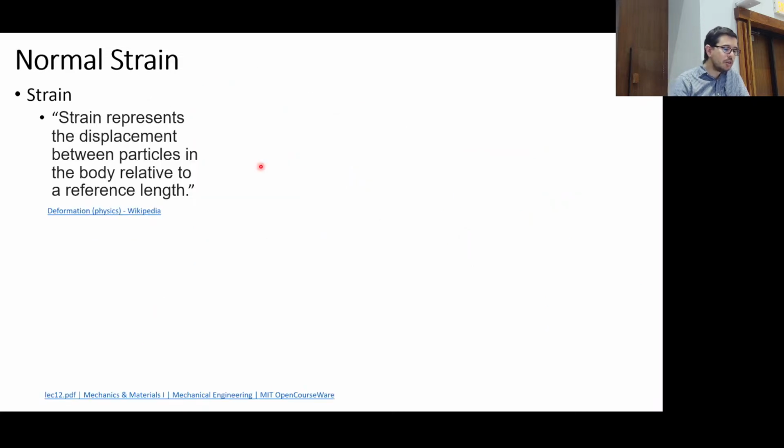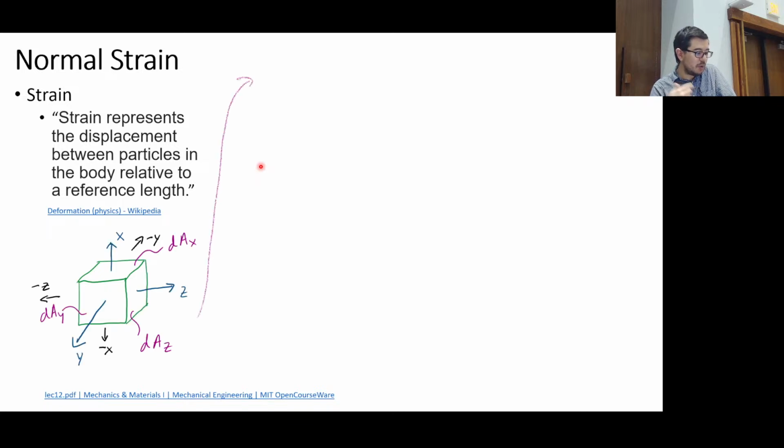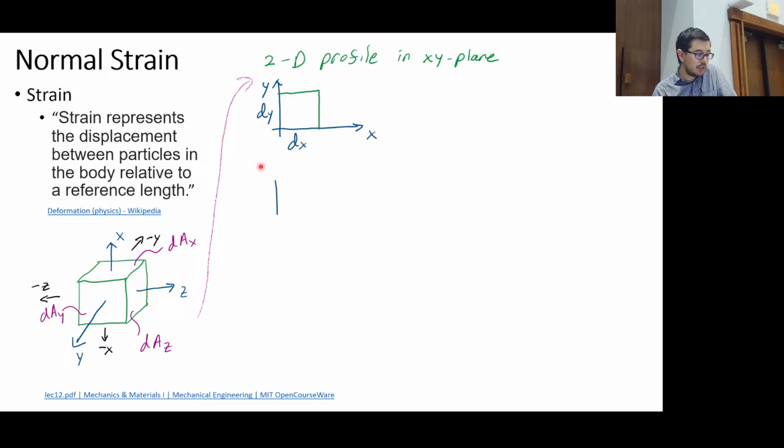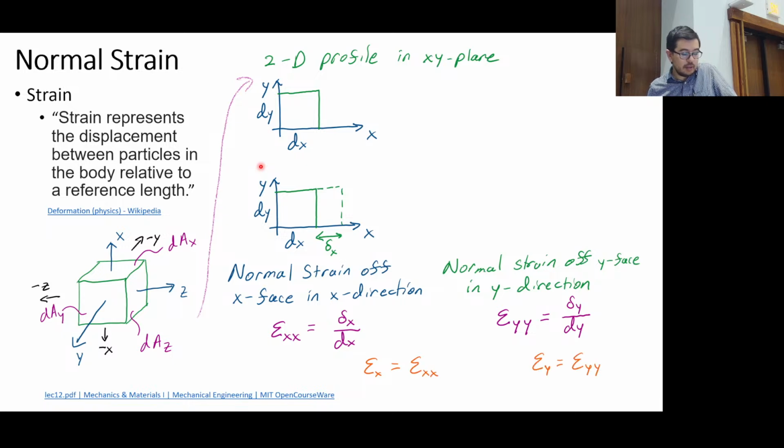Okay, so normal strain, we've discussed this before, represents the displacement between particles in the body relative to a reference length. And we've discussed the profiles in 2D of their strains. So this would be a normal strain. This is kind of just review. Off the y face, we'd have epsilon yy, and we would just say that we have epsilon x and epsilon y. So you've seen this before. This is not new information.